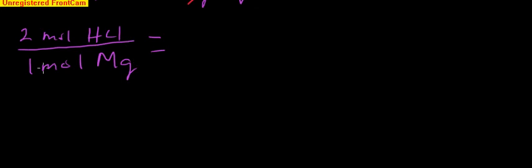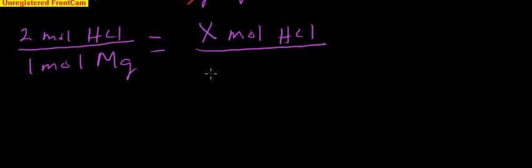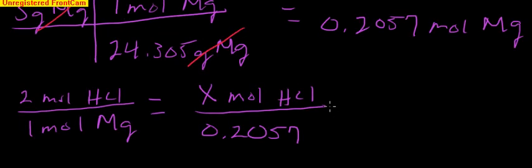In this case, I'm going to use the ratio, so I'm going to put my equals in the middle. I'm just going to pick X for HCl. So I'm going to say X moles of HCl. On the bottom, I've got moles of magnesium, which was 0.2057. This number comes from what we calculated the moles of magnesium to be up here. So we'll put moles of magnesium on the bottom there.